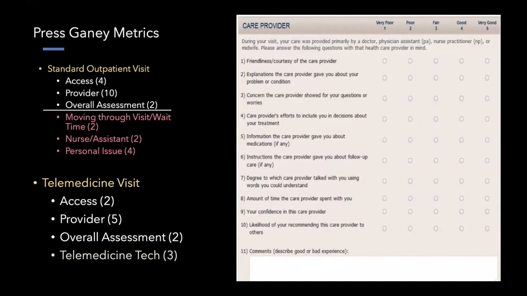Generally, the survey consists of 24 questions grouped into 6 domains as seen here on the left. But the Press-Ganey Corporation has made a change for telemedicine visits, reducing it to 12 questions and adding this additional telemedicine technology question domain. More recent peer-reviewed publications confirmed satisfactory psychometric properties of the survey for measuring patient satisfaction. However, a high ceiling effect is often observed.